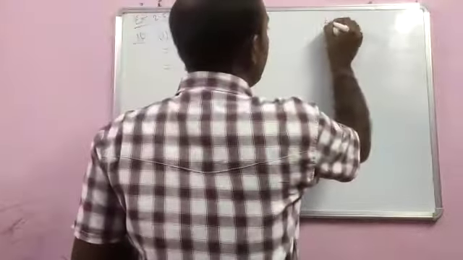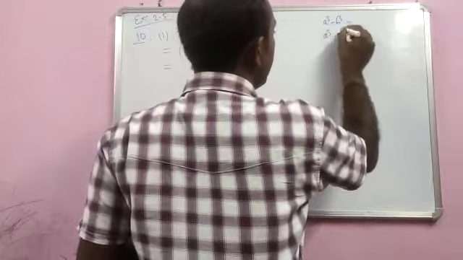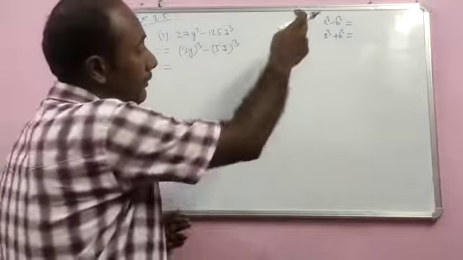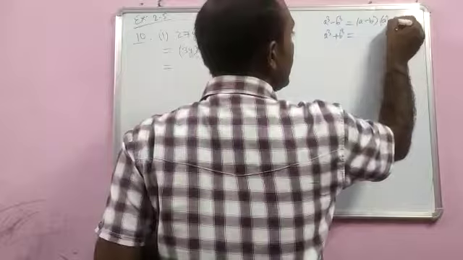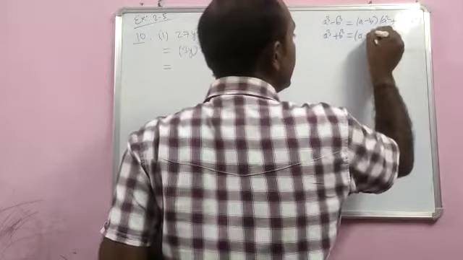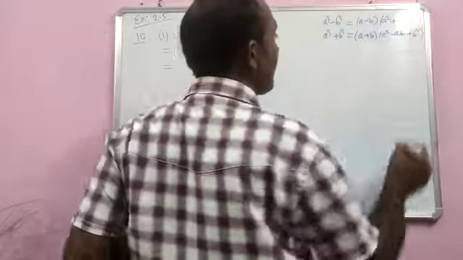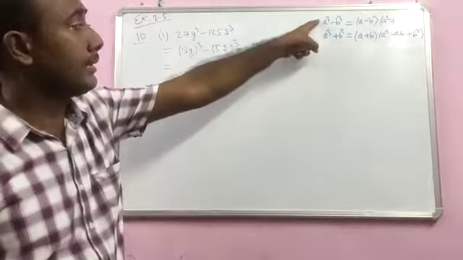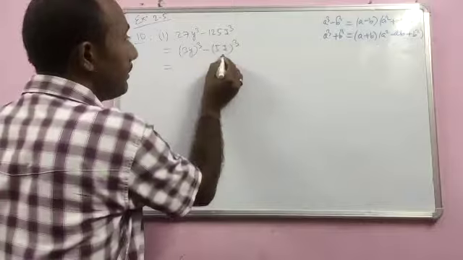So you need to remember the factorization formulas for a cube minus b cube and for a cube plus b cube, these two identities. The formula for a cube minus b cube is a minus b into a square plus ab plus b square, and for a cube plus b cube it is a plus b into a square minus ab plus b square. Here in this question we will be using the first one. So it is in a cube minus b cube form where a is 3y and b is 5z.